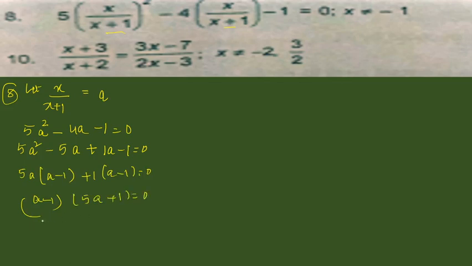Now here you're getting the two cases. Case 1 is saying a is equal to 1. When you put a is equal to 1, I get x upon x plus 1 is equal to 1. That means x is equal to x plus 1. So here x can't be found. So you cannot find that x value.